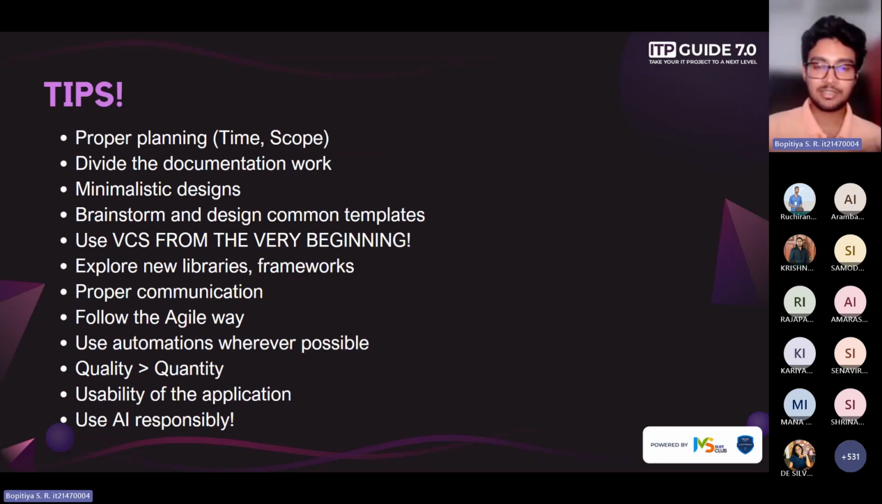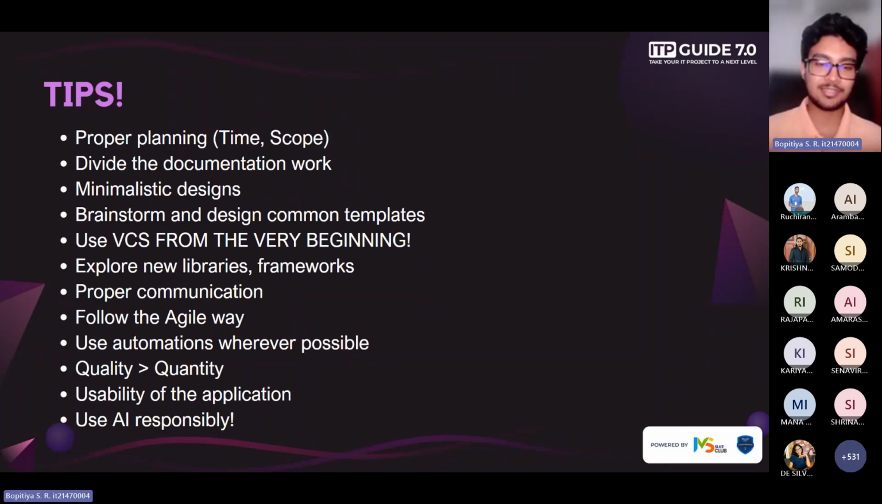So divide the documentation work, right? And divide the development work, divide the UI design, everything. Everyone should contribute to each and everything because at the end of the day, yes, it's a good grade, right? You're getting a grade, but it's a learning experience. You get to learn something from IT, and that's the most important thing. And think of that as well.